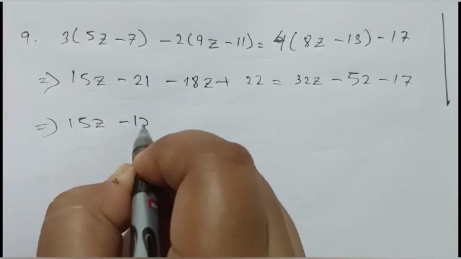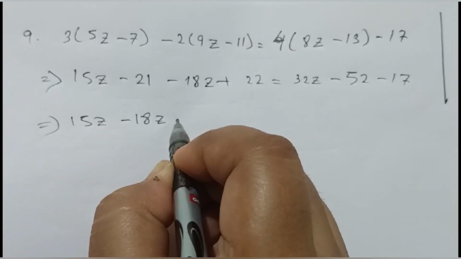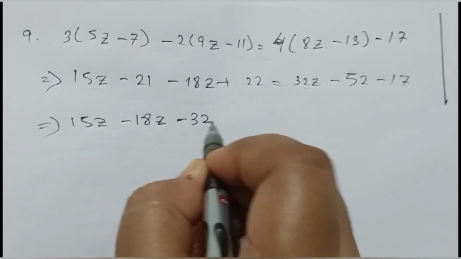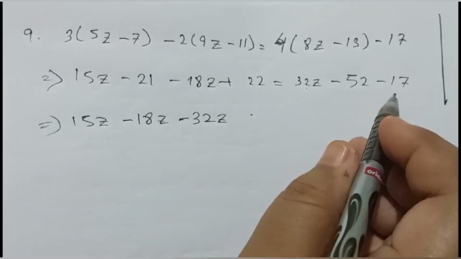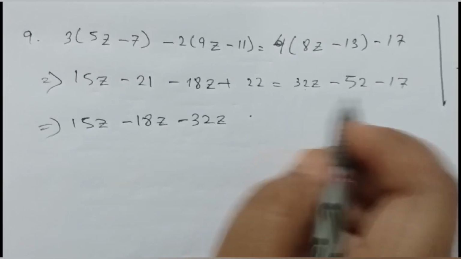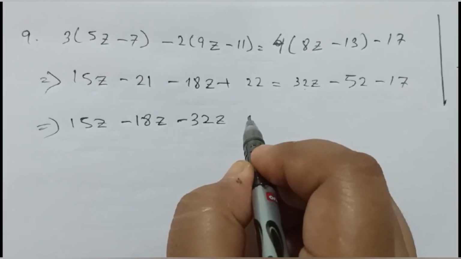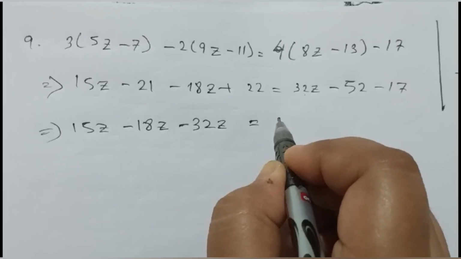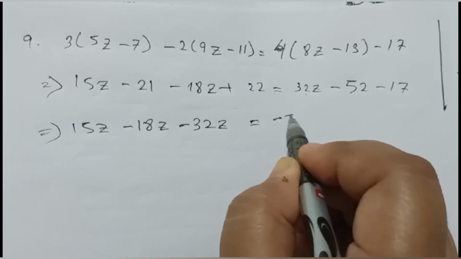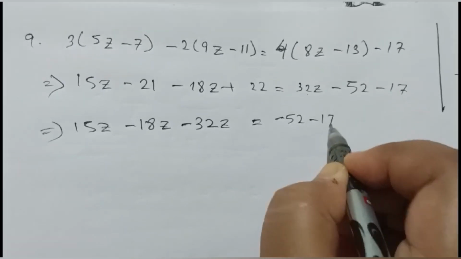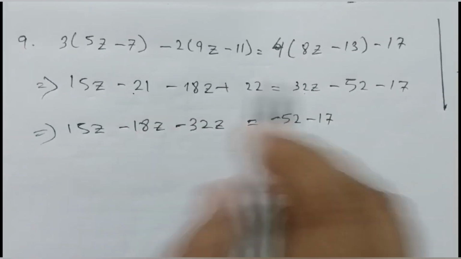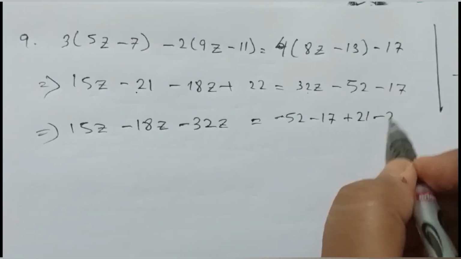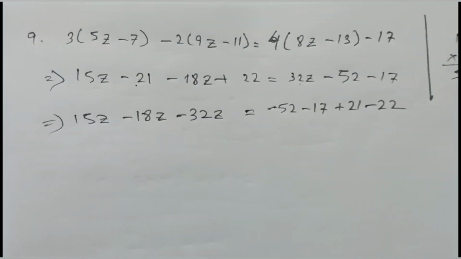15z, 18z, then here this will come here, then it will come minus 32z. Is any z remaining? No. So we have written like this, okay? Now here the numbers we will write this side, okay? Minus 52, minus 17, as it is. Now this one will come plus 21, and this one becomes minus 22. Alright?